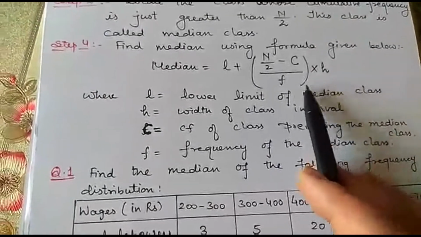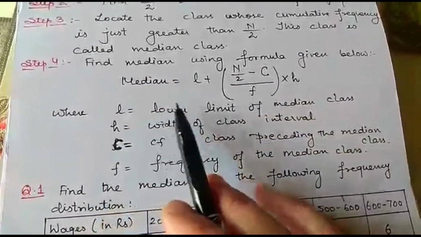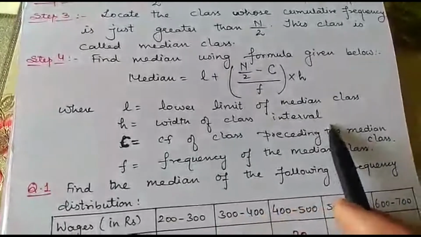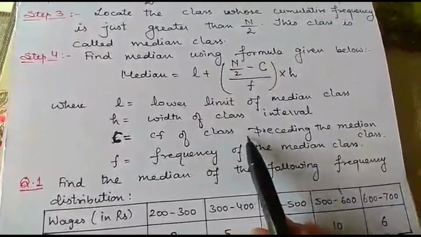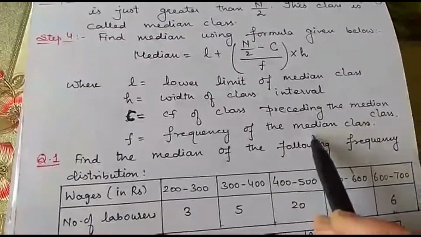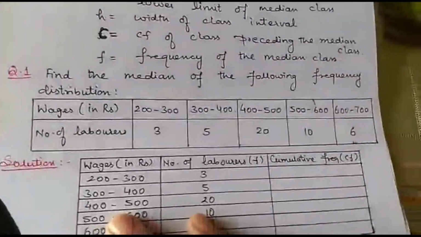Now let us define the terms involved here, where L is the lower limit of the median class, H is the width of the class interval, C is the cumulative frequency of the class preceding the median class, F is the frequency of the median class.